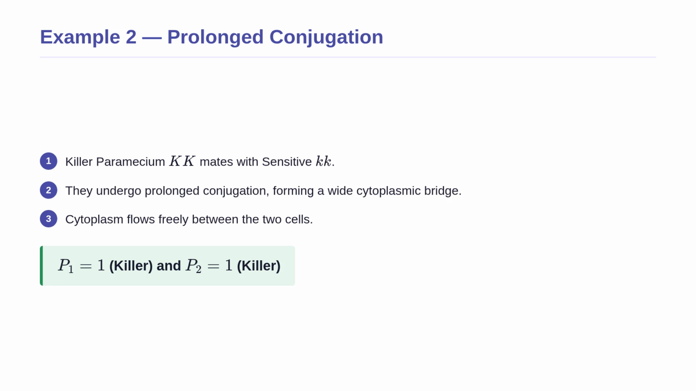A wide cytoplasmic bridge forms, and cytoplasm flows freely between the two cells. We want to know the resulting phenotypes after this extended meeting. Surprisingly, this time, both cells emerge as fully functional killer Paramecia, each with a phenotype value of 1. Let us derive the math behind this transformation.